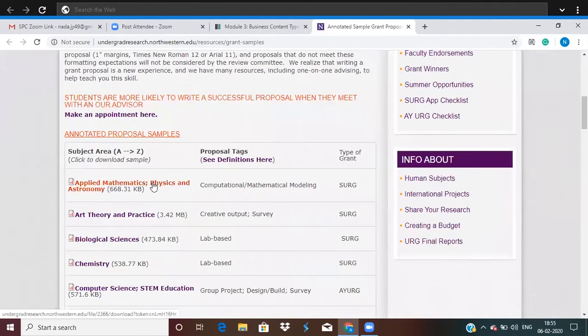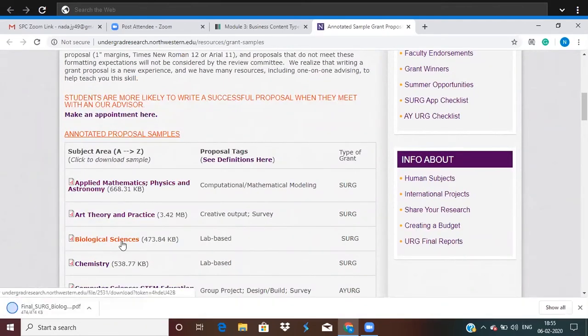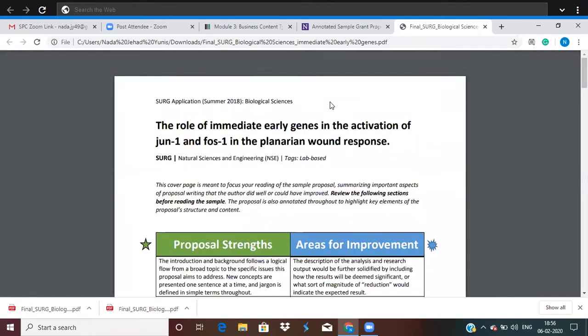Okay, so yeah, there are different samples here. Let's look at biological science. See, your topic can be anything, not necessarily only science, we have a different topic. Whatever your topic is, the format is more or less on the same line. So, when you are creating your portfolio, proposal strength.